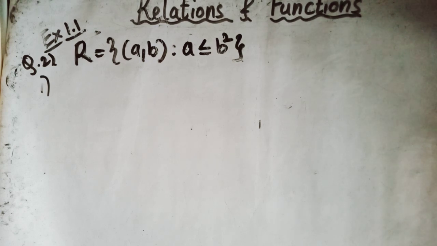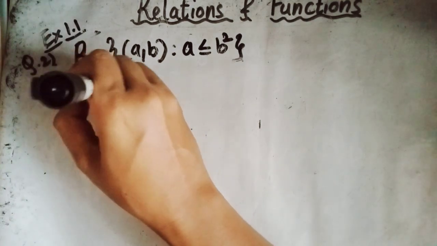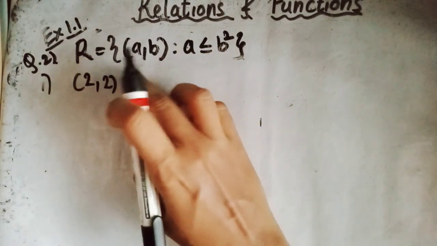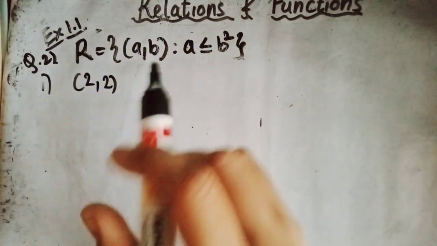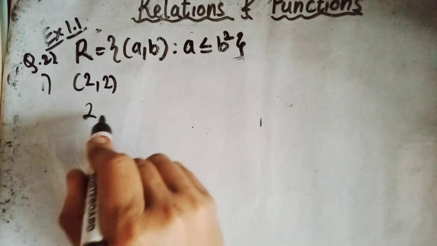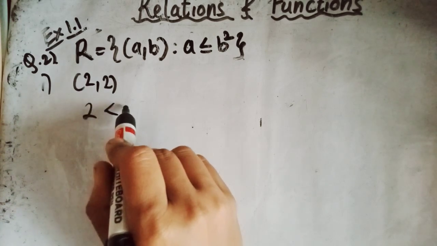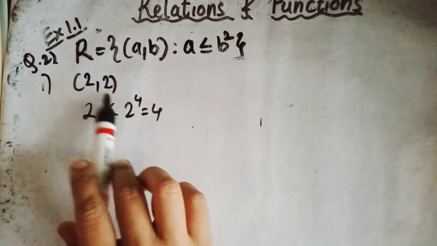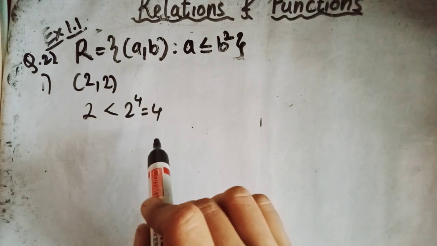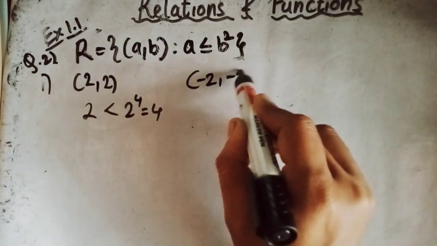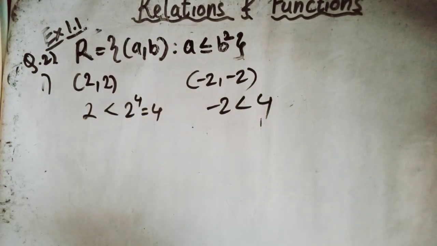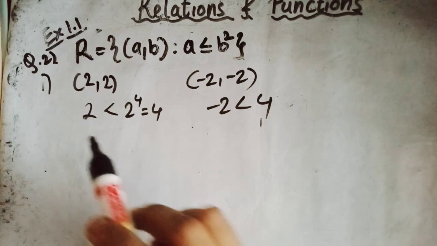Take one element, say (2, 2) belonging to R. If I take 2, then it is obviously less than 2 square, which is 4, right? So this becomes true for all the natural numbers. If I take an element from the set of integers, then this is also true, right? Let's take one example from the set of rational numbers.